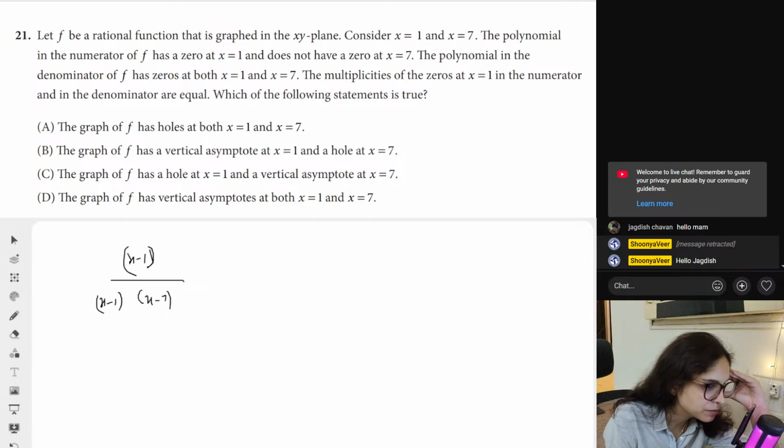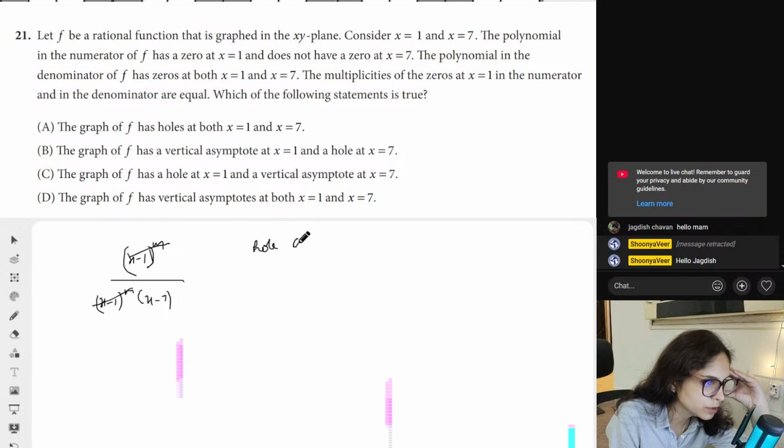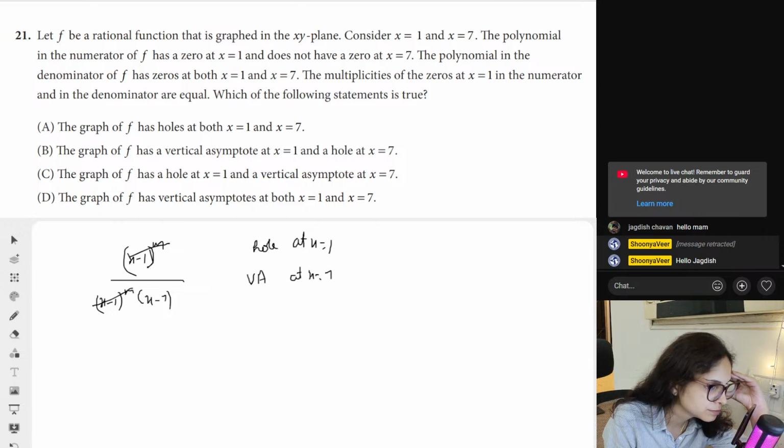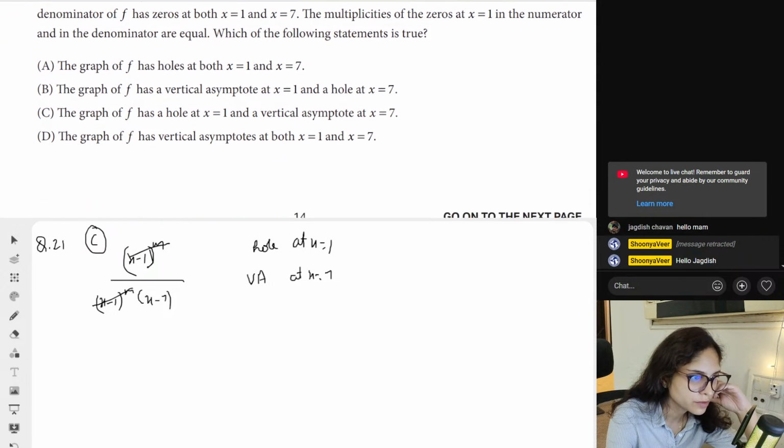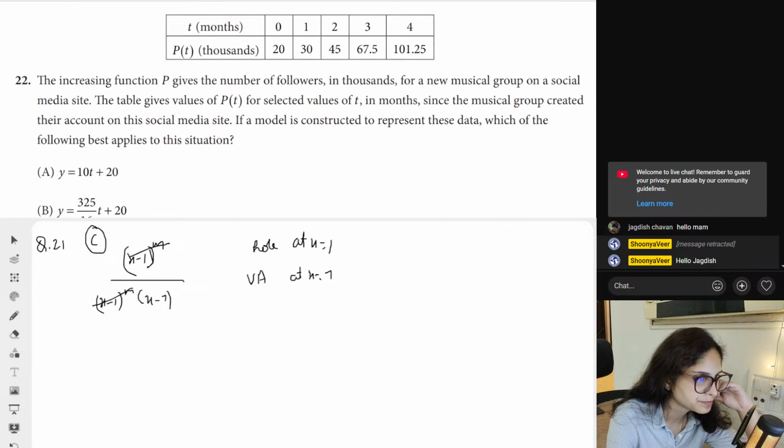Multiplicity is the same. Okay. So if this is m, this is also m, that means it will cancel. That means there's a hole at x is equal to 1, and there's a vertical asymptote at x is equal to 7. Option C. Okay. Hole at x is equal to 1 and vertical asymptote at x is equal to 7.